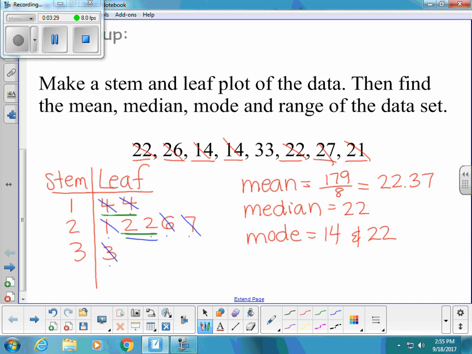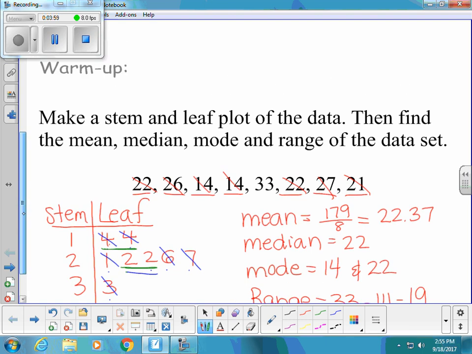Okay, moving on to today's lesson. Oh, I didn't see range, sorry. So for range, our highest number, which would be 33 at the end of the stem plot, minus our lowest number at the beginning, 14. So that's 19.